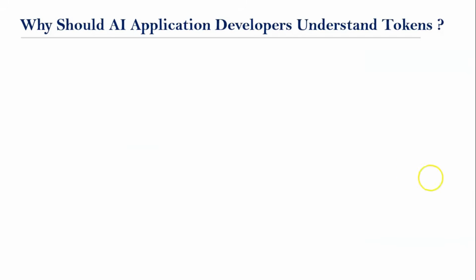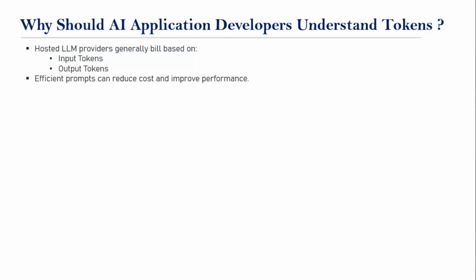As an AI application developer, you have to remember about tokens. Why? Because hosted LLM providers generally bill based on input tokens and output tokens. So here, efficient prompts can reduce cost and also improve performance. That's why the prompt is very important for an AI application. So be clear, as AI application developers, always remember that LLMs process tokens, not plain text.